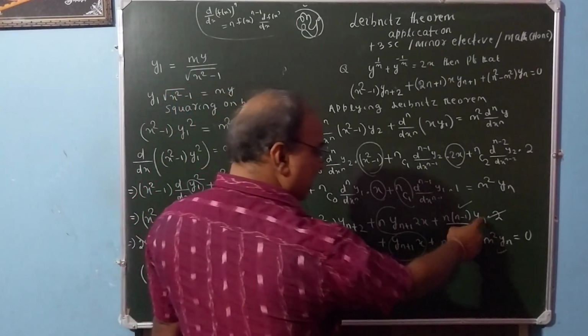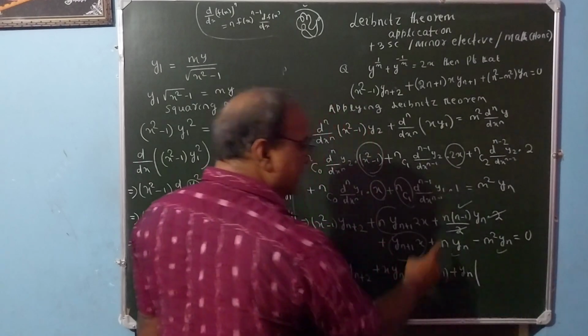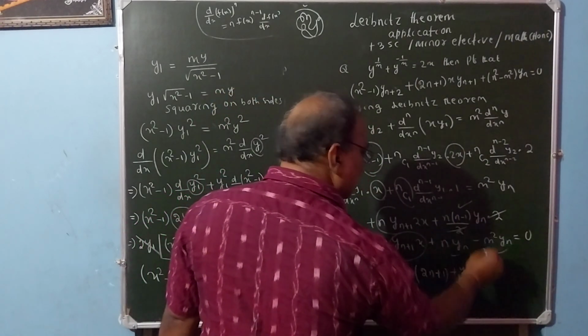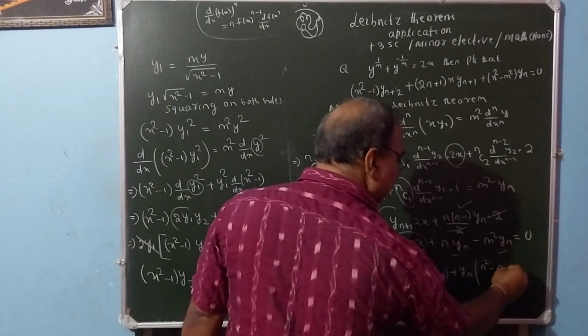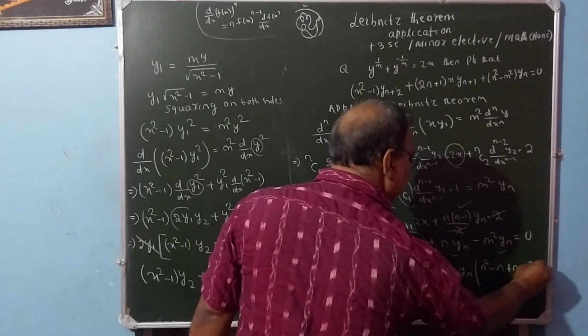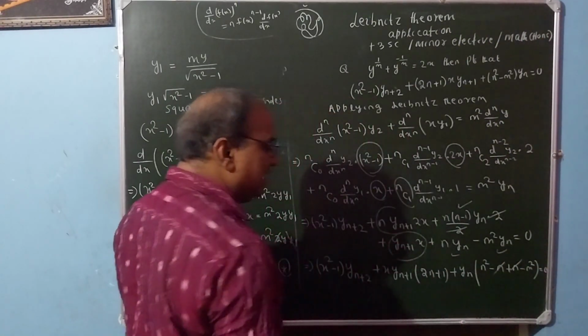Now y_n is taking common here. We get y_n taking common. We get n into n, it is n squared minus n. Here it is plus n minus n squared is equal to 0. Here plus n minus n cancel.